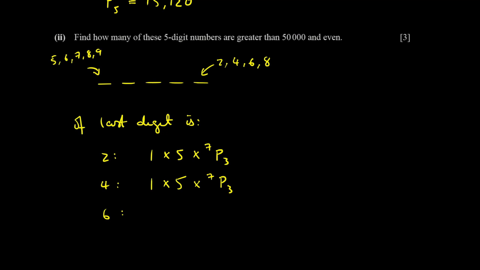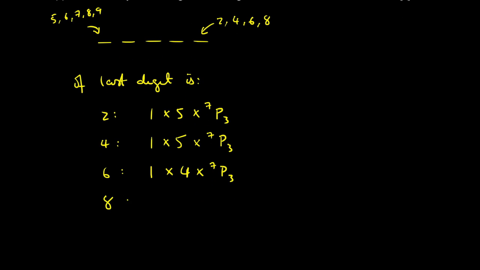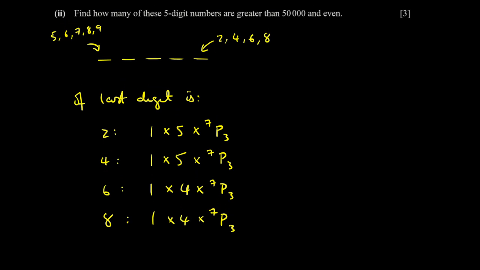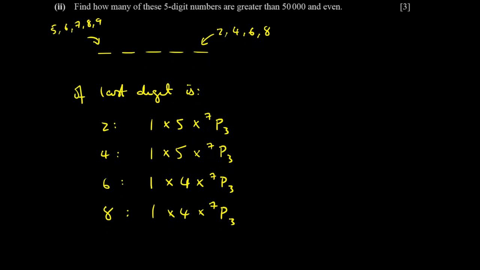Okay, then what about if the last digit is 6? If the last digit is 6, the number of ways I can choose the last digit is going to be 1. But the ways I can choose the first digit is now going to be 4 because instead of having 5, 6, 7, 8, 9, I can no longer choose 6. And if I can no longer choose 6, then I've only got 4 options. And then how many ways can I choose the remaining 3 digits? That's 7P3. And so lastly, if the last digit is 8, then hopefully what you can see is this is going to be the same, because the number of ways I can choose the last digit is going to be 1. The number of ways I can choose the first digit has got to be 4, because I can't choose the 8. And the number of ways I can choose the remaining digits is 7P3.